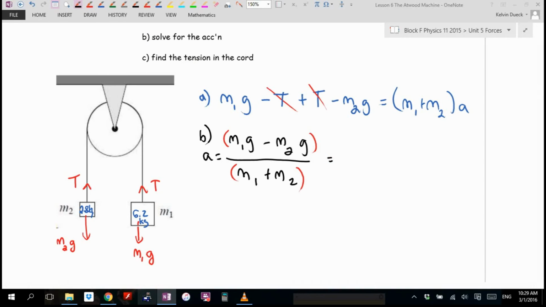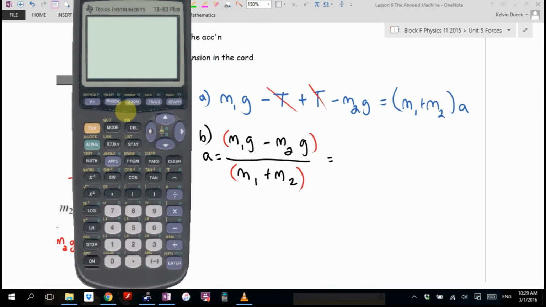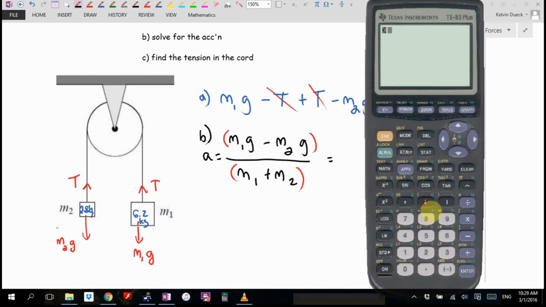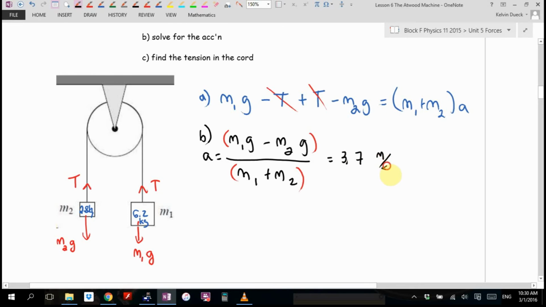It's going to be... Do this one in your head, Mr. Dewick. This is about my limit, unless the numbers are really nice. I don't think they are this time. It's going to be bracket 6.2 times 9.8 minus 2.8 times 9.8, close off the top, divided by bracket 6.2 plus 2.8. This is going to accelerate at almost exactly, but not quite, 3.70? I'll go 3.7 meters per second squared because it's an acceleration. Well done, Ryan.